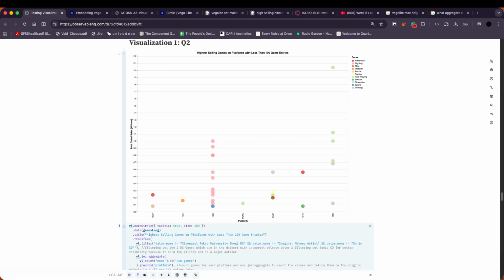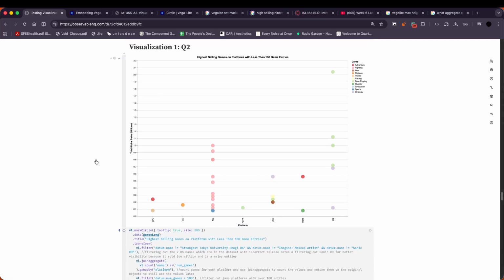What are the highest selling games on platforms which have less than 100 data entries? I just wanted to learn about maybe some lesser known consoles and what their highest selling games were. One thing that I did specifically for this was I filtered out Sonic CD as it had sales of 3 times larger than the second highest, which is Final Fantasy right here.